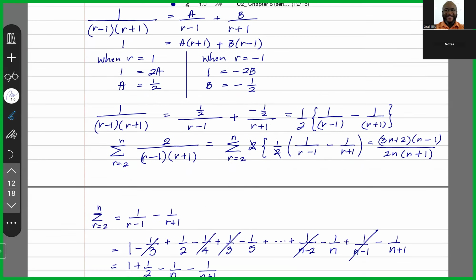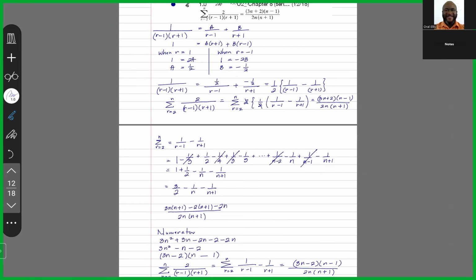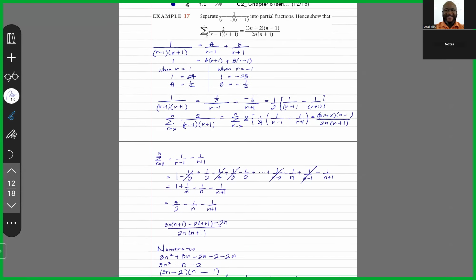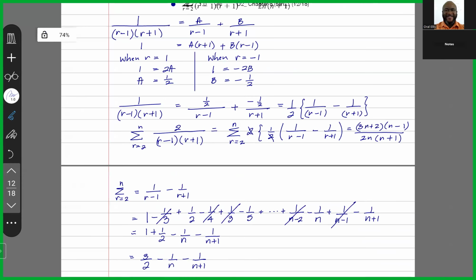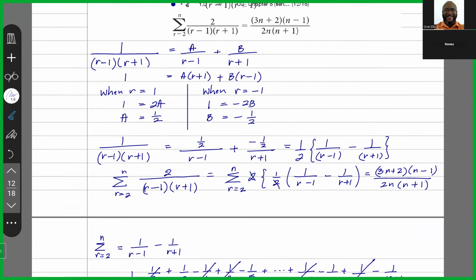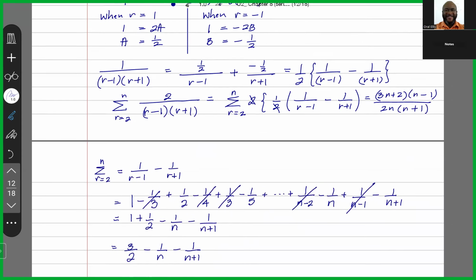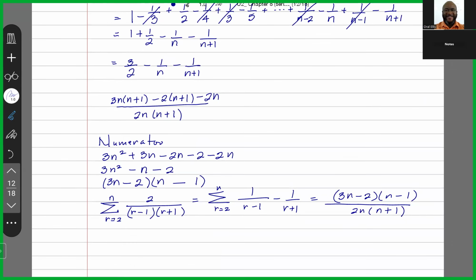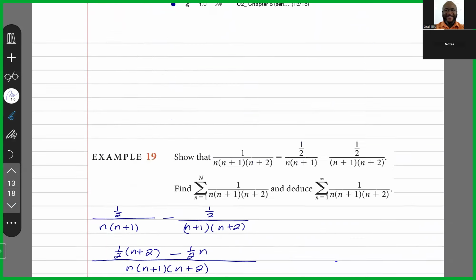So let's see if there's anything more to the question. I don't think so. This is it. This is the question that we were asked to do. Nothing more to the question. All right, from the start of it going down to the end of it. This is example 17.